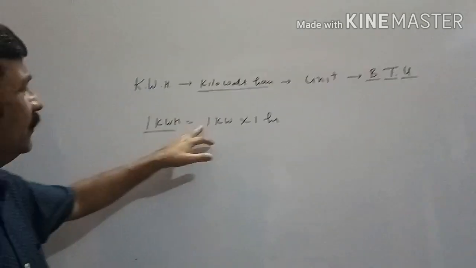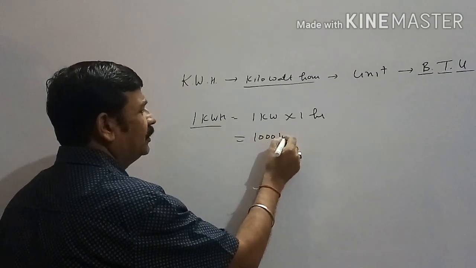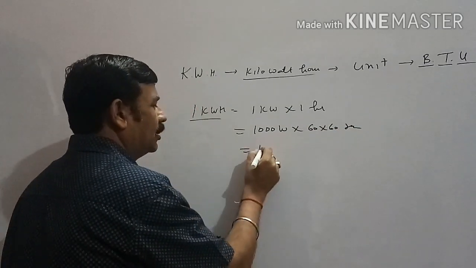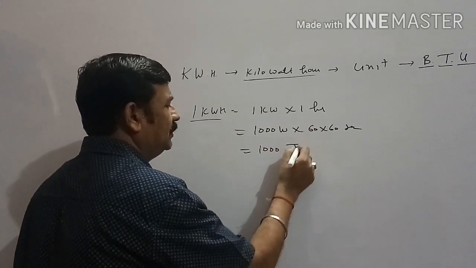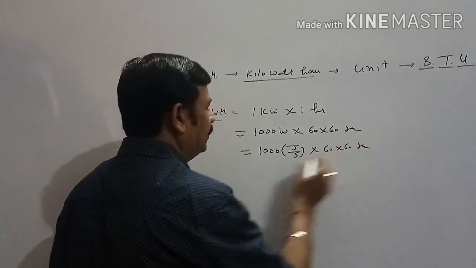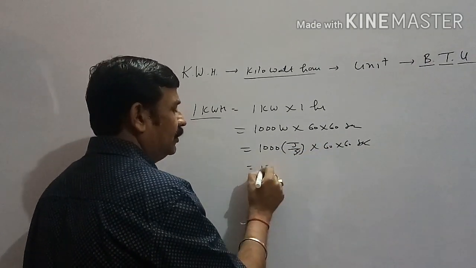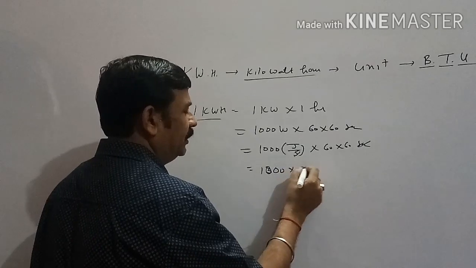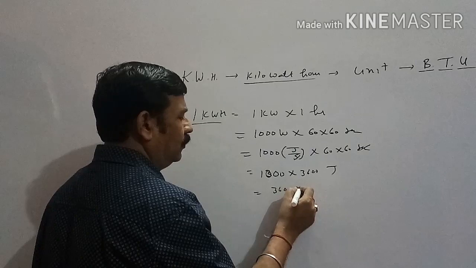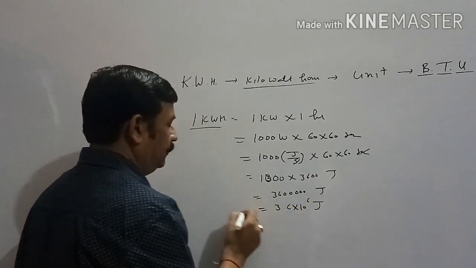So 1 kilowatt hour is 1 kilowatt multiplied by 1 hour. 1 kilowatt means 1000 watt. 1 hour means 60 into 60 seconds. 1000 watt means 1000 joule upon second, because watt becomes joule upon second, into 60 into 60 seconds. This second will cancel out each other. 1000 into 3600 joule. That is 3.6 into 10 to the power 6 joule.